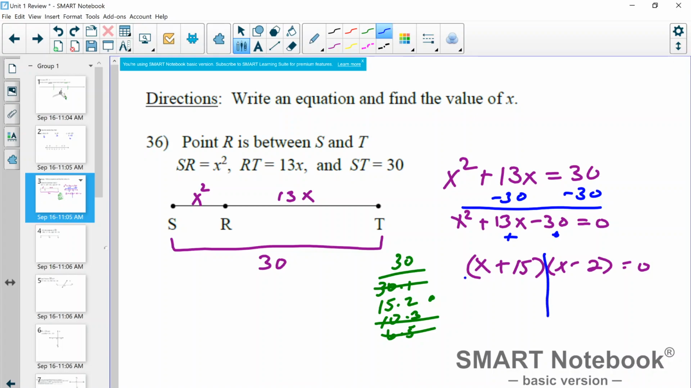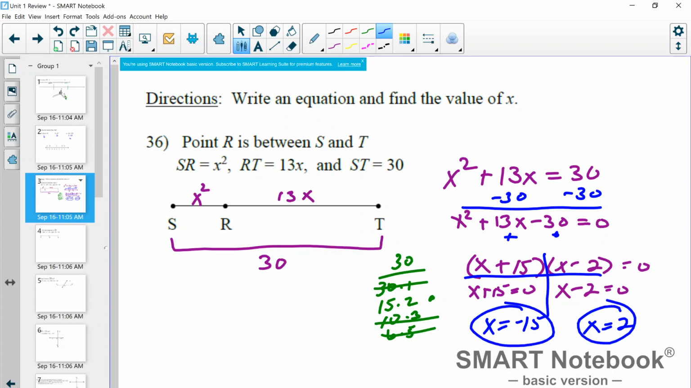I can split these up, and I will set each of these equal to 0. So x plus 15 is 0, and x minus 2 is 0. Solve for x, I'll subtract 15, so we get x equals negative 15. And on the other side, I'll add 2, so x ends up equaling 2. So here we have 2 possible values of x, negative 15 and 2.